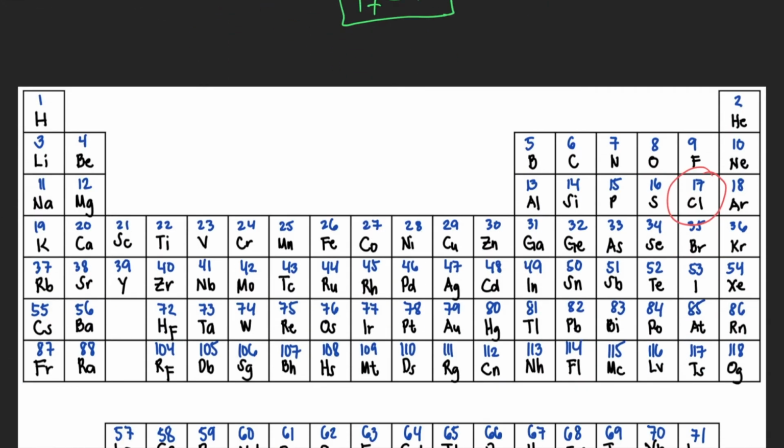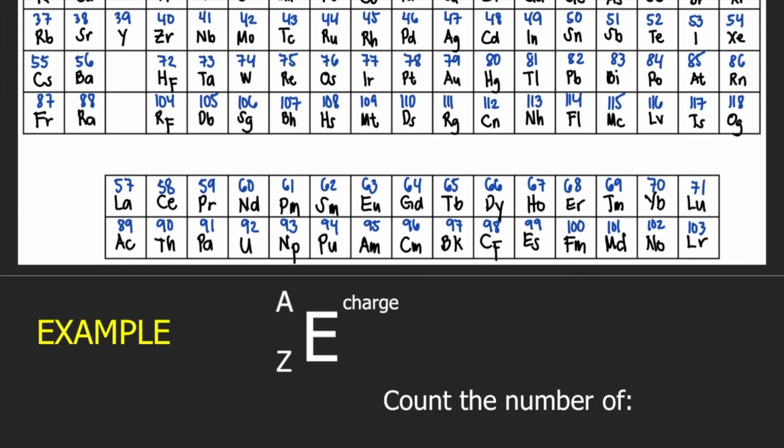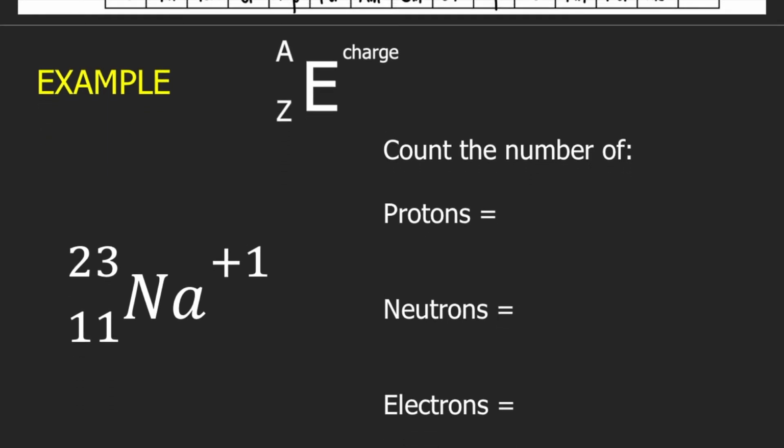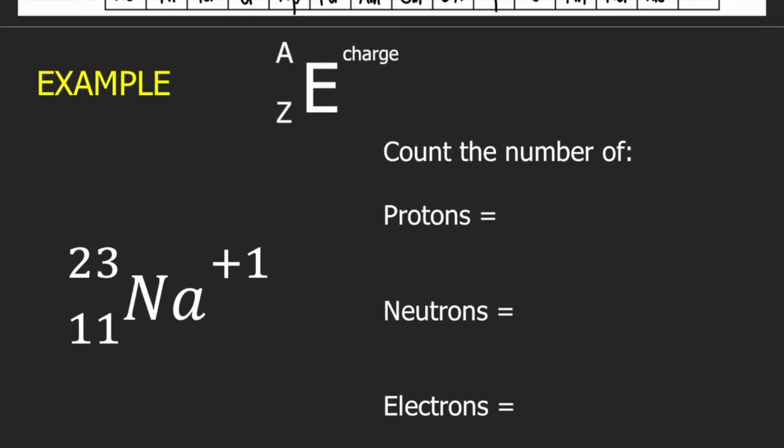Now let's move on to another type of question. This time, we are given the isotope notation on the left side. It says there 23 Na, which is sodium, 11, and the charge is positive 1. It's asking us to count the number of protons, neutrons, and electrons.